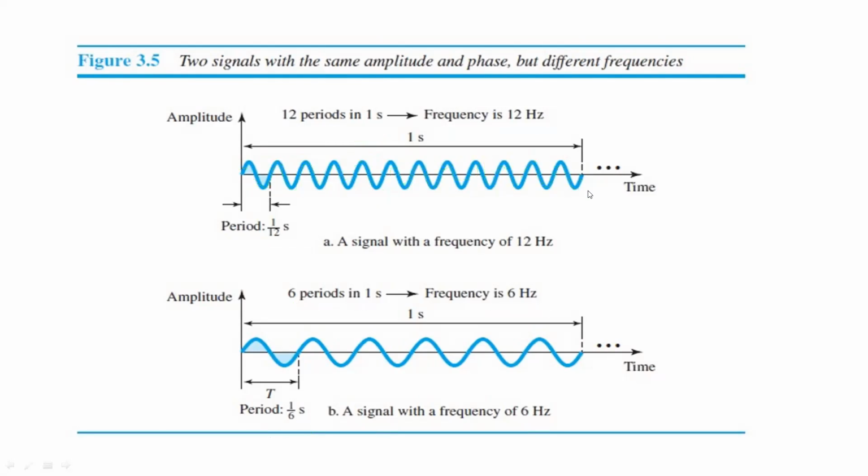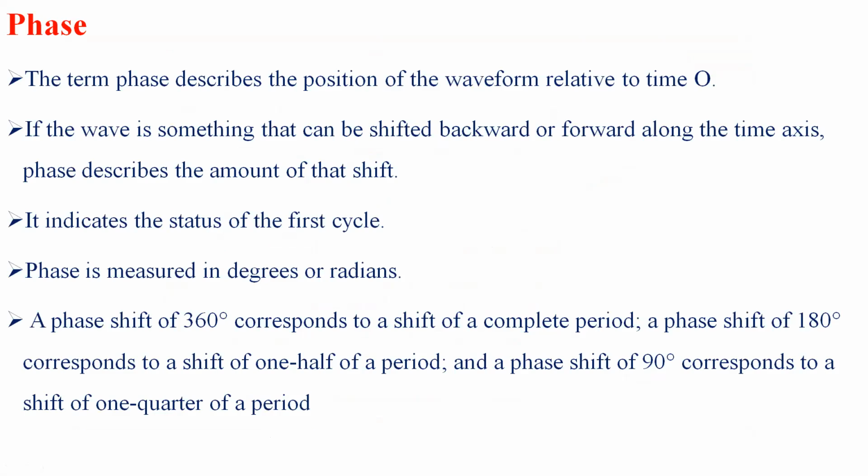So let's move on. Next we have a term called phase. So what do you mean by phase? We know that phase is nothing but a position, right? So the term phase describes the position of a waveform relative to time zero. So if we think of the wave as something that can be shifted backward or forward along the time axis, phase describes the amount of that particular shift. So phase is nothing but a forward or backward shift of a particular wave.